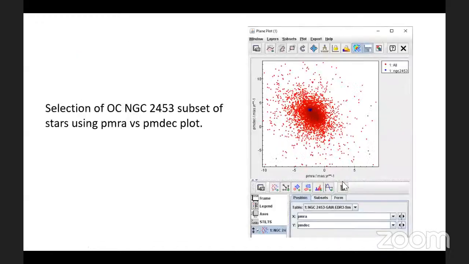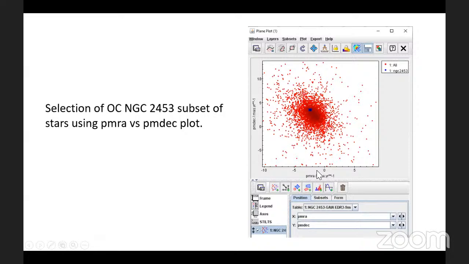Next, I plotted PMRA against PMDEC to get a blob of stars. If we zoom in, we get a small blob, which is actually the cluster. Obviously, we can see that this is away from the proper motion 0, 0 value.